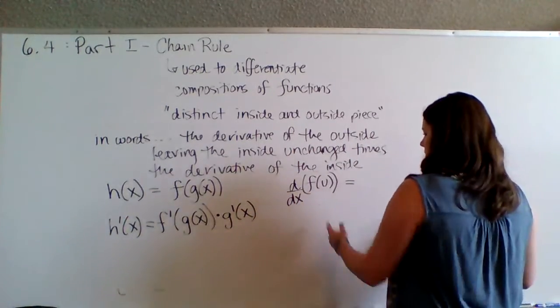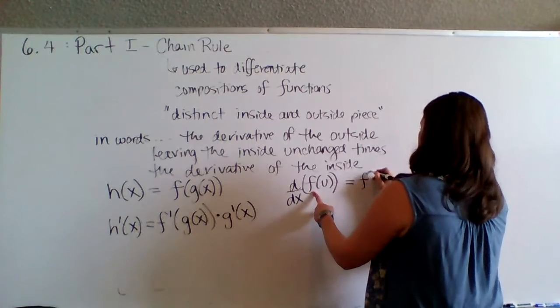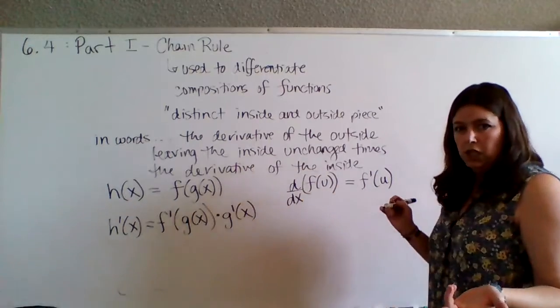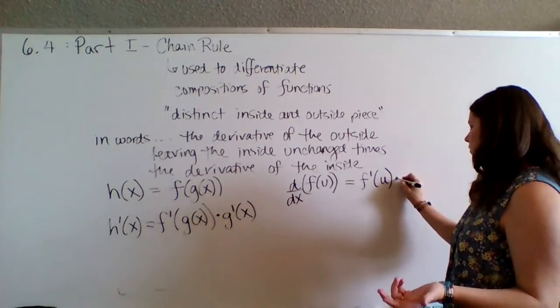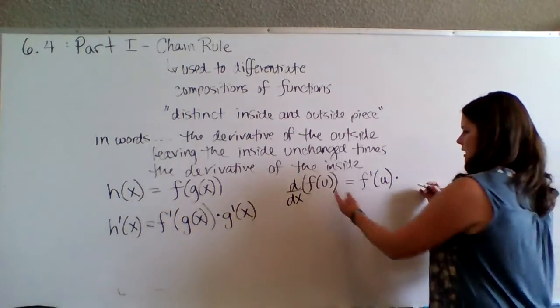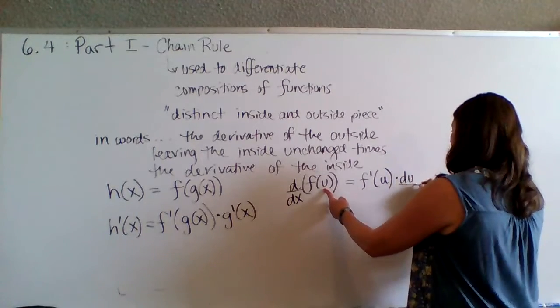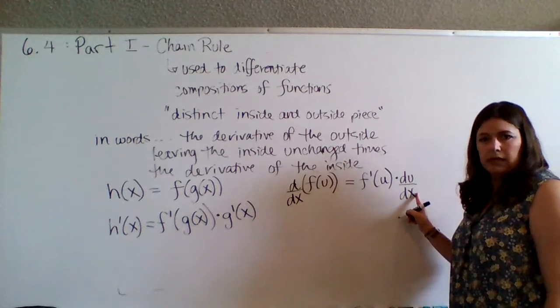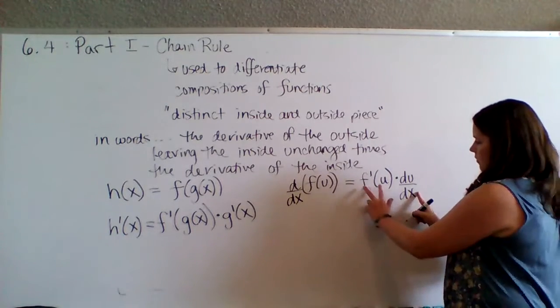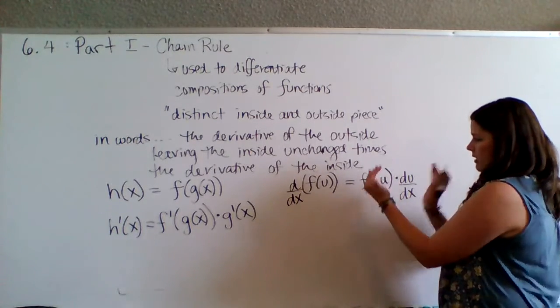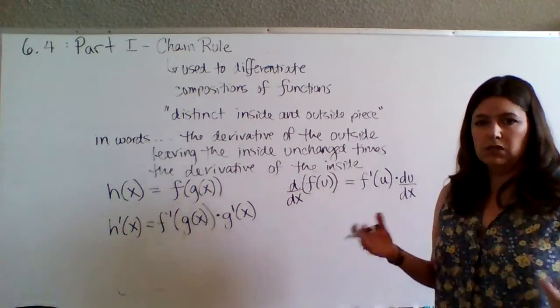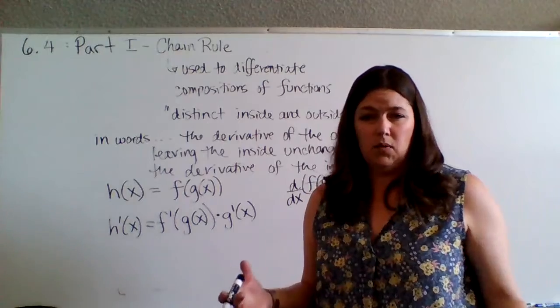You would take the derivative of the outside, which would be f prime, leaving the inside unchanged. Okay, leave it as u. But then you would have to multiply it by the derivative of the inside. So the derivative of the inside would be du over dx, the derivative of u with respect to x. So this is the derivative of the outside, leaving the inside the same, times the derivative of the inside. It's just a different notation to show the chain rule in a different way.